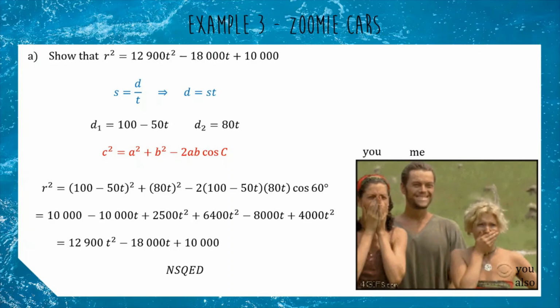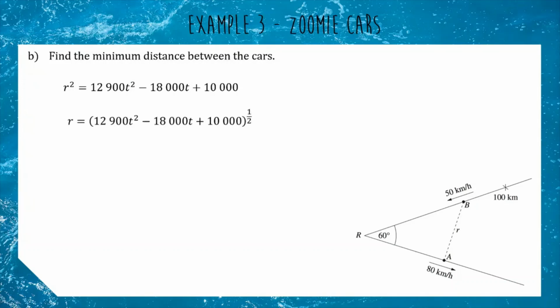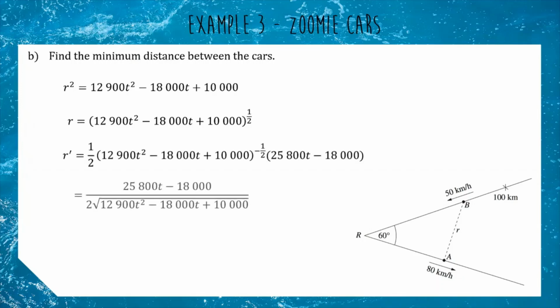Okay, so part B is to find the minimum distance between the cars, and we've got the function of r squared that we just found. Now I'll be honest, the first time I did this question, I did it the scenic route, I would say. I said to myself, well, I need to find r if I'm going to find the derivative of r. So I took the square root of both sides. Then I differentiated using the chain rule, and it was very, very messy.